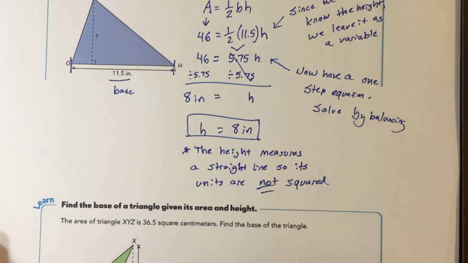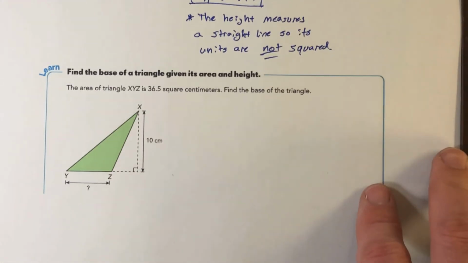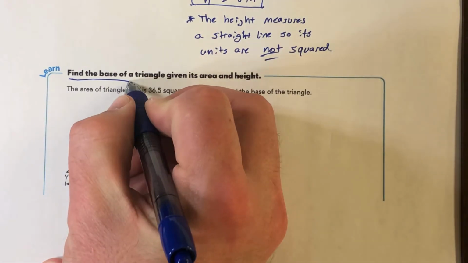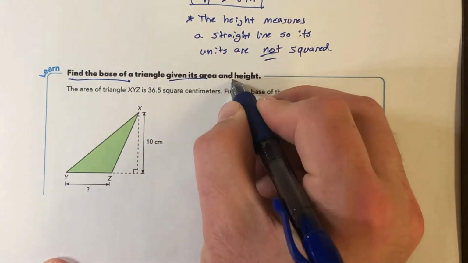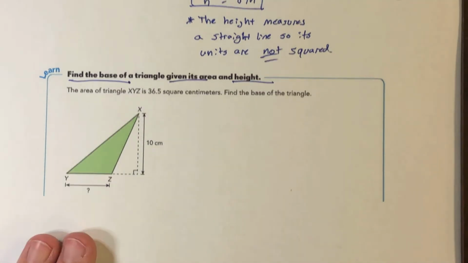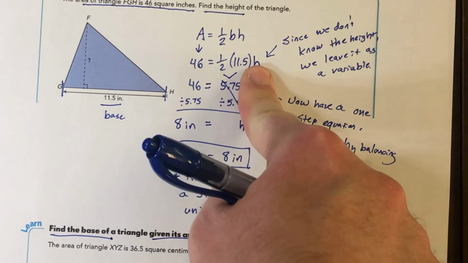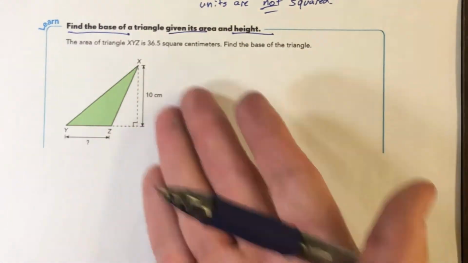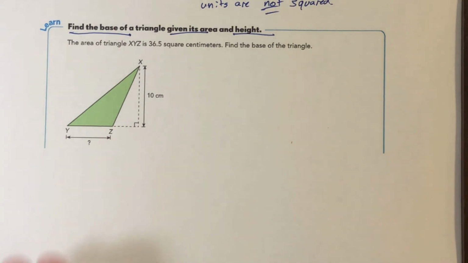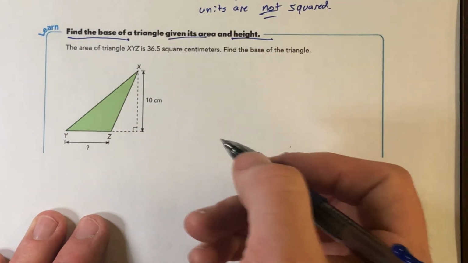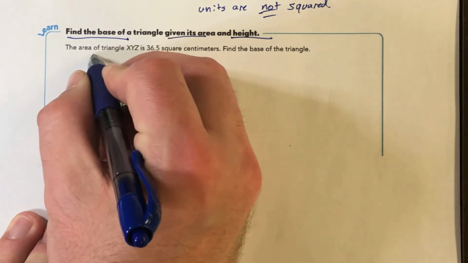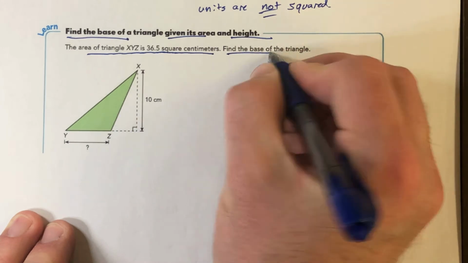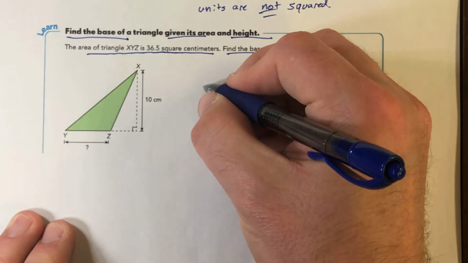All right, we have one more example. Essentially the same, but this time we're going to find the base, and we're going to be given the area again and the height. So we're just swapping out letters. So instead of solving for h, we're going to solve for the b. Okay, same setup. It talks about triangles. You're probably going to use a triangle formula. I mean, it'd be weird if you used a square formula, right? Okay, the area of triangle XYZ is 36.5 square centimeters. Find the base.